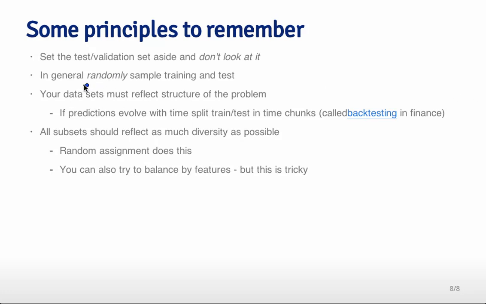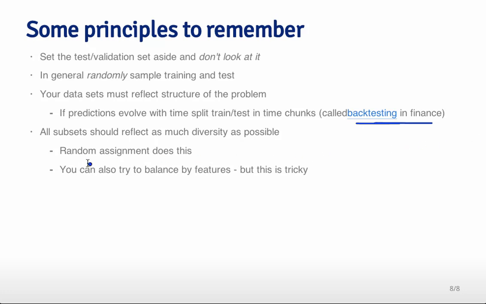In general, you want to randomly sample the training and test set, and random might depend on the type of sampling that you want to do. For example, if you have time course data, in other words, data collected over time, you might want to build your training set in chunks of time, but again, random chunks of time. Your data set must reflect the structure of the problem. In other words, if you want to sample any data set that might have sources of dependence over time or across space, you need to sample your data in chunks. This is called backtesting in finance, and it's basically the idea that you want to be able to use chunks of data in time that consist of observations over time.